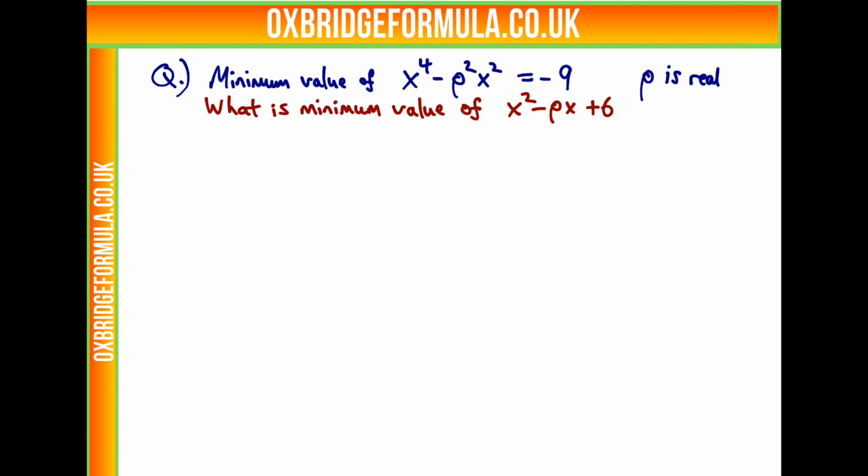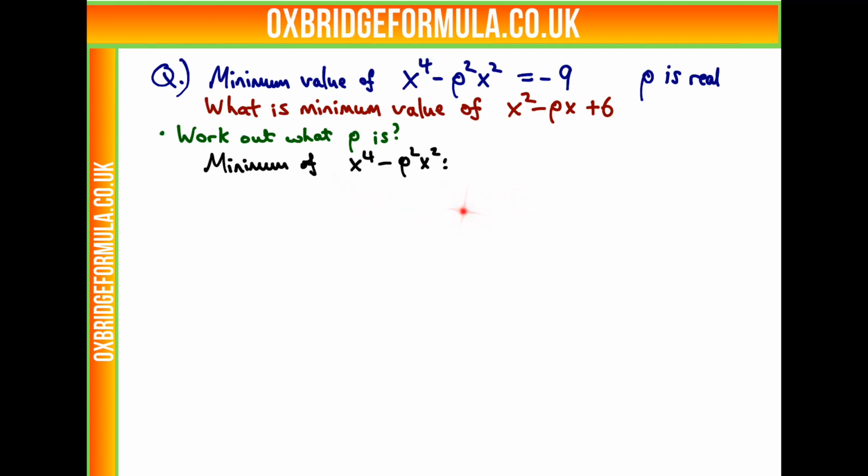So what would be the first thing to maybe work out? Maybe work out what p is. So we're told that the minimum value of this is negative 9. So maybe let's try and work that out. How might we do that? There's a couple of methods of doing this. Maybe completing the square, or maybe differentiating this.